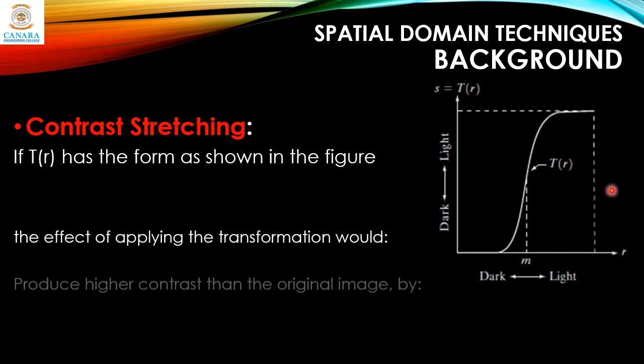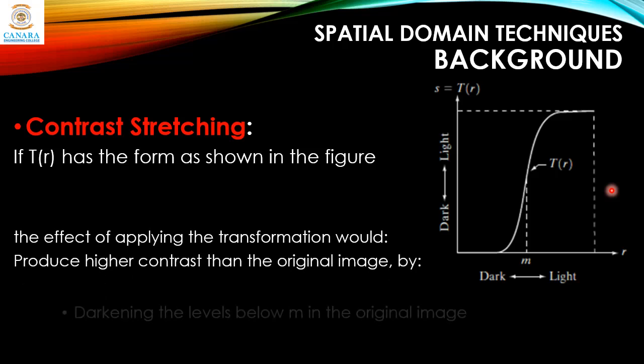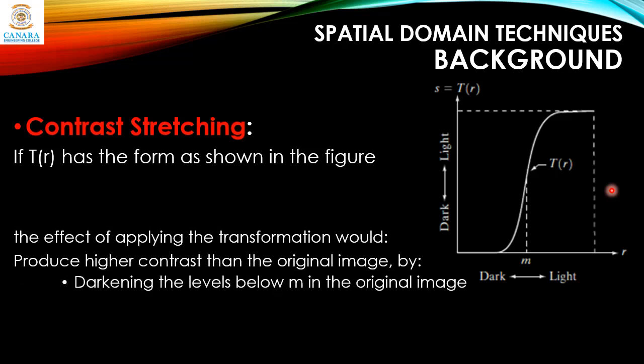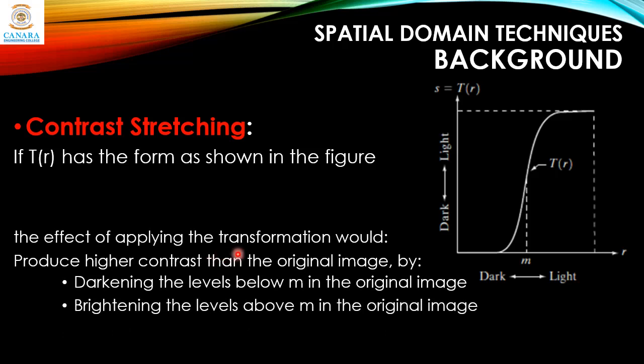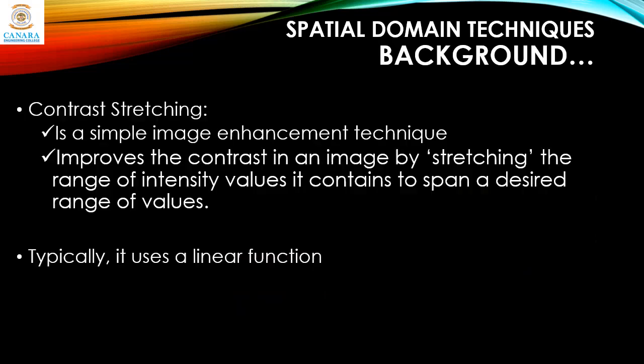So the effect of applying the transformation would produce higher contrast than the original image by darkening the levels below M in the original image and brightening the levels above M in the original image. So contrast stretching is a simple image enhancement technique that improves the contrast in an image by stretching the range of intensity values it contains to span a desired range of values. And typically it uses a linear function.